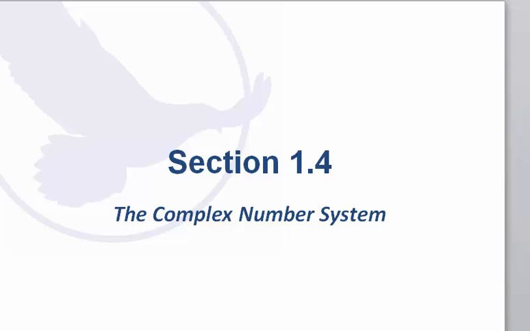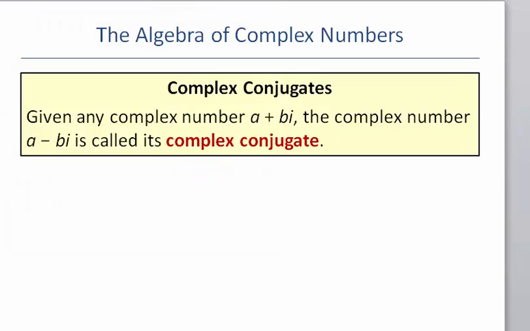We'll now continue our discussion of section 1.4, the complex number system. We begin with a definition for a complex conjugate. Given any complex number a plus bi, the complex number a minus bi is called its complex conjugate.